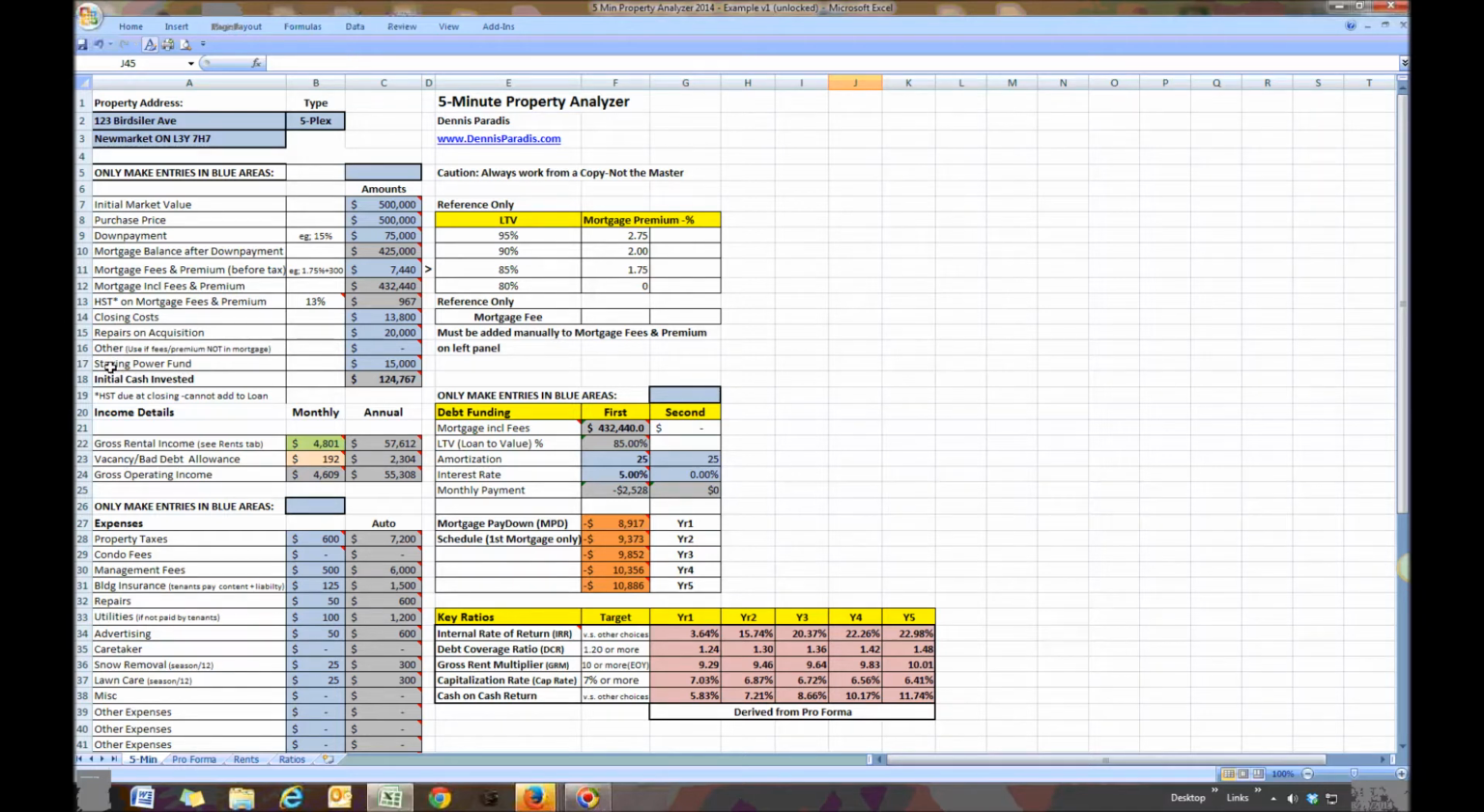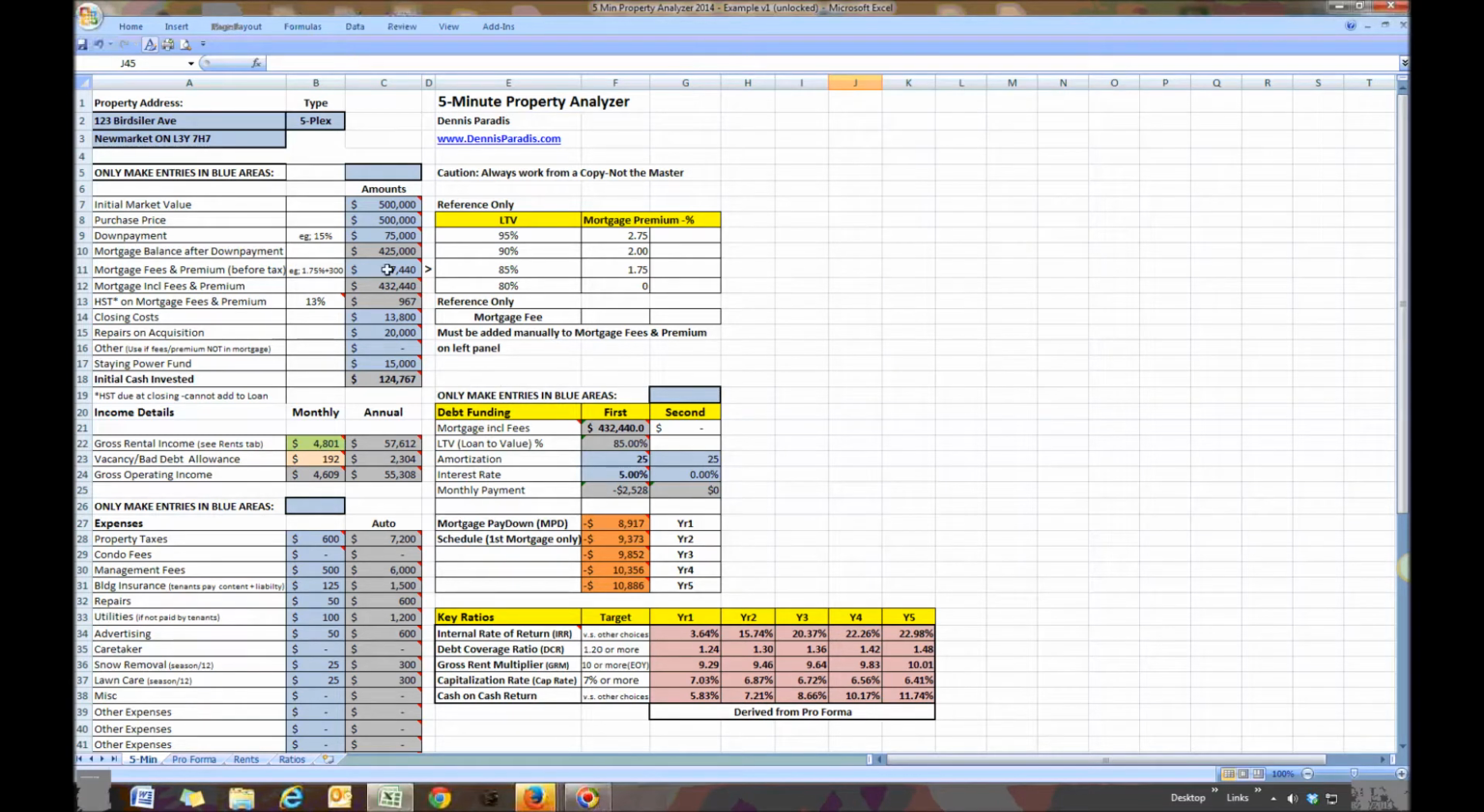You can change it. And you can also put in what we call a staying power fund. It's a contingency fund. It's not really invested. It's not a hard cash outlay, but it is cash put aside, and therefore in investment practice we recommend calling it investment of cash initially. And you can see it totals up to about $125,000 in this particular case.